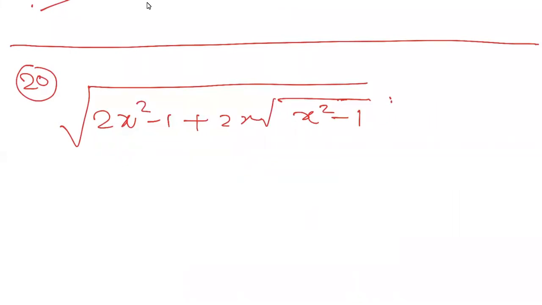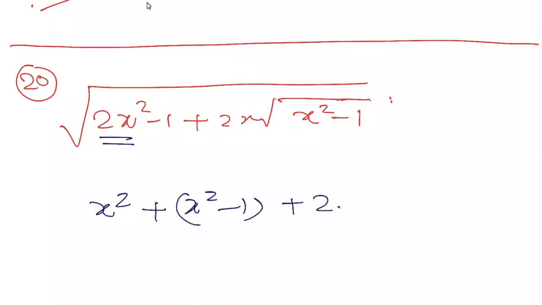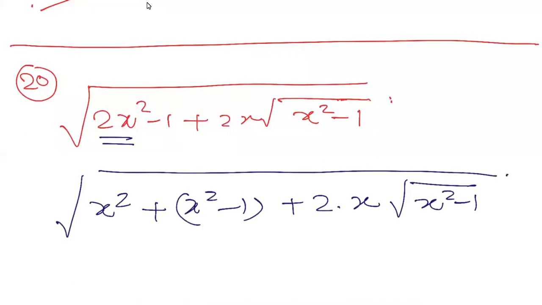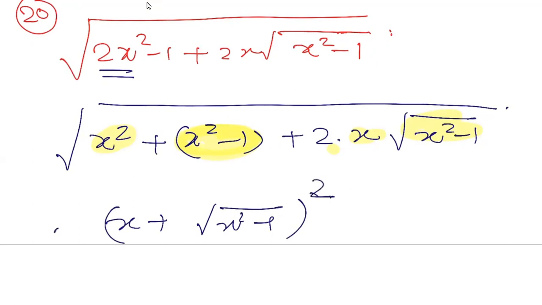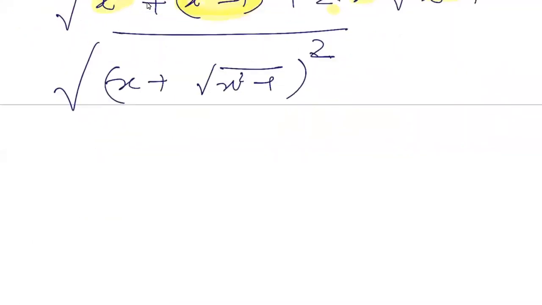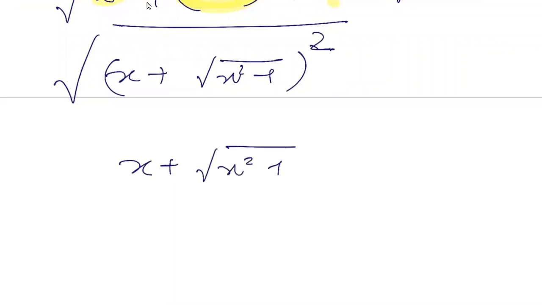Whose doubt is this? Anmol, see carefully. I can rewrite this as x square plus x square minus 1 plus 2x under root of x square minus 1, all under the root. So I can say this is a square plus b square plus 2ab. So this will be nothing but x plus under root of x square minus 1, the whole square, under the root. So what we are getting is x plus under root of x square minus 1.